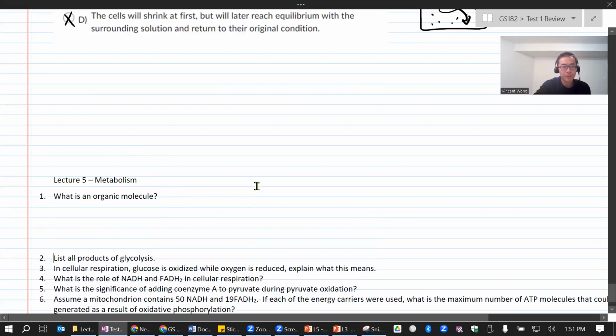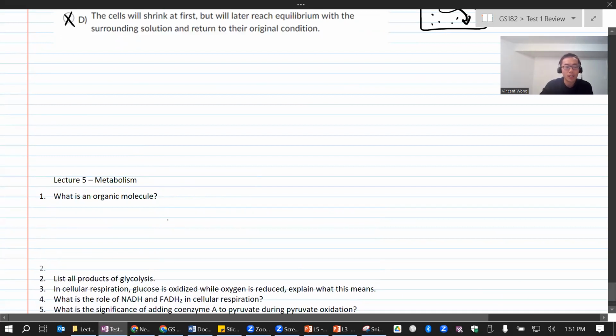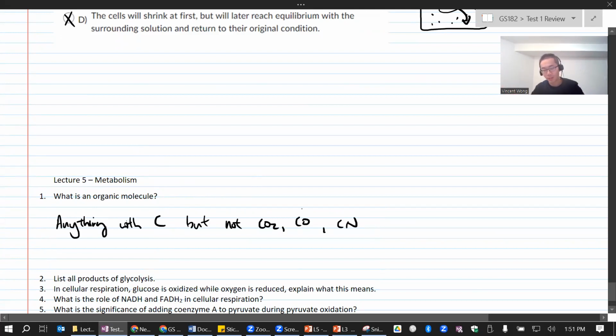Metabolism, we're almost there. What is an organic molecule? Basically anything with C, right? Anything with carbon, but not CO2, CO, or CN. Right? The people who came up with this decided, you know, let's confuse everyone. Let's put these on the exclusion list.